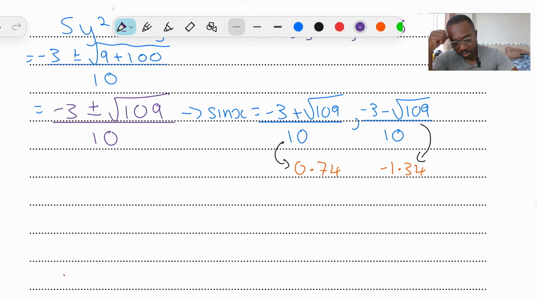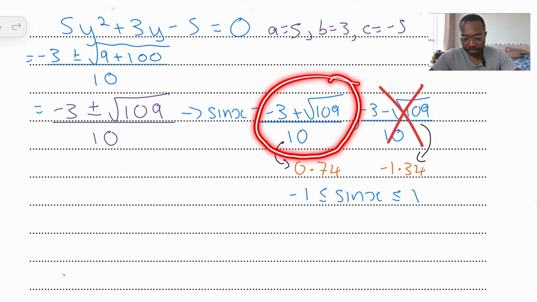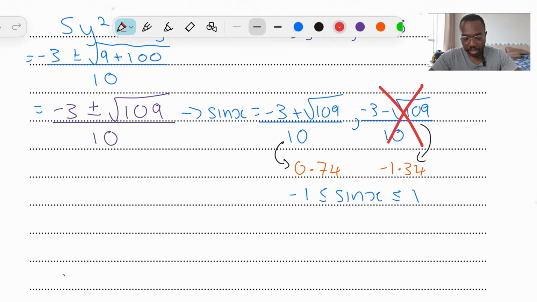Well, we know that sine x, or any sine, is always going to be between minus 1 and 1. Therefore, if we get minus 1.34, we know that this is not a valid solution. Therefore, we can just disregard it because it's less than minus 1. So we only need to consider this value here, okay? And that's going to be positive because that will be 0.74.